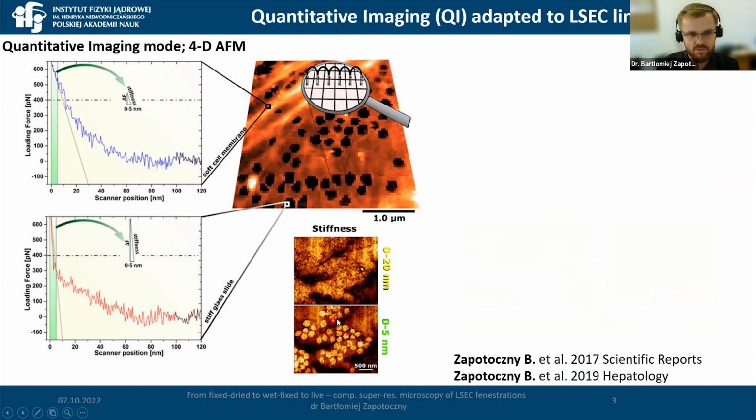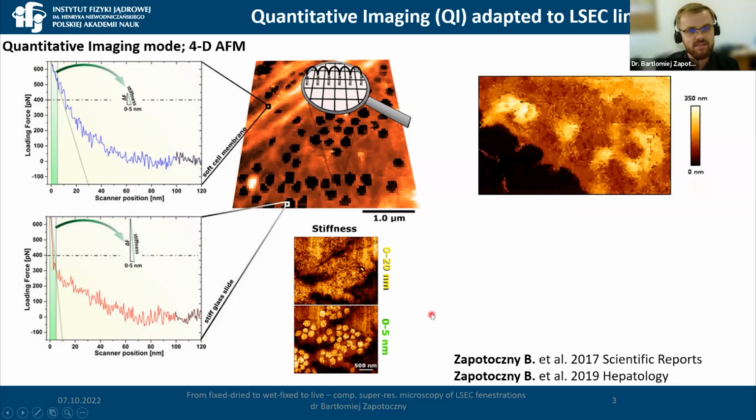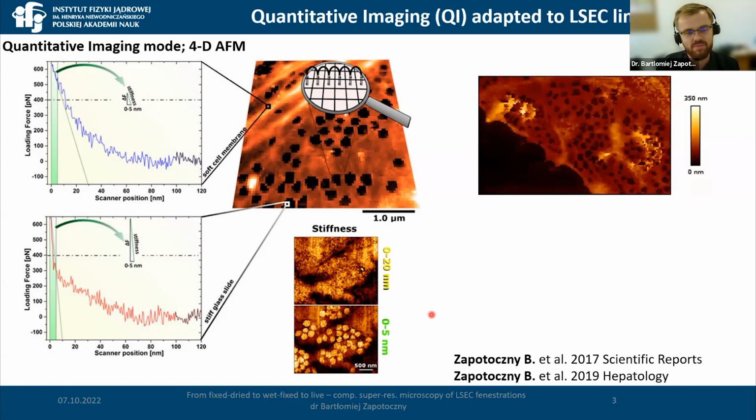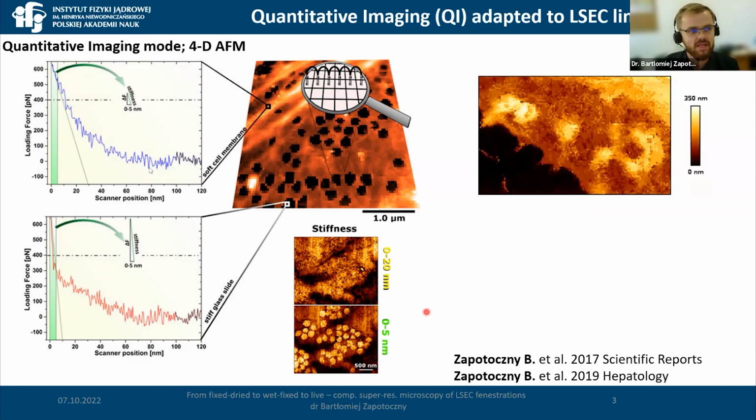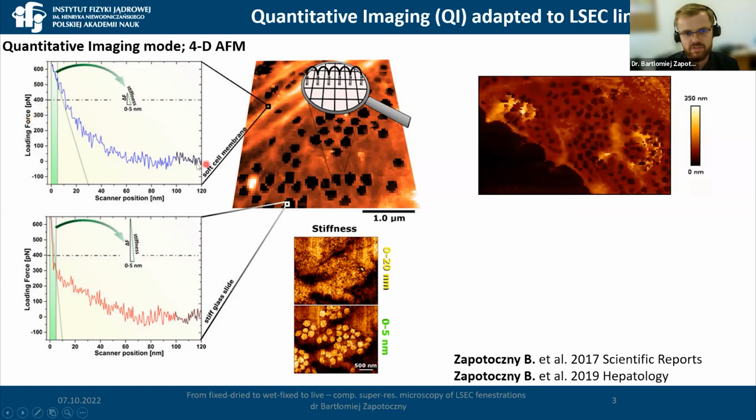But that's not all. And what was not mentioned already, but I think is extremely important in this method, is that it allows you to deform samples and create so-called, let's say, force tomography. So having the full recording of each force distance curve in each pixel point of the image, it allows you to reconstruct the image from the contact point up to the maximum loading force used in the experiment.